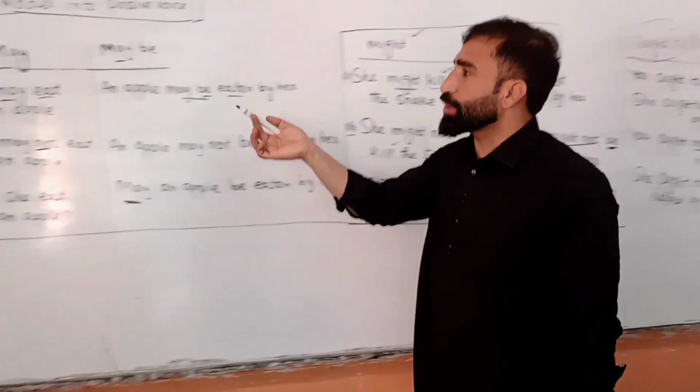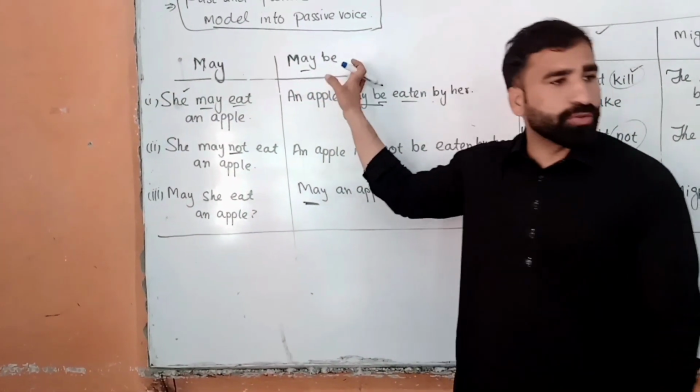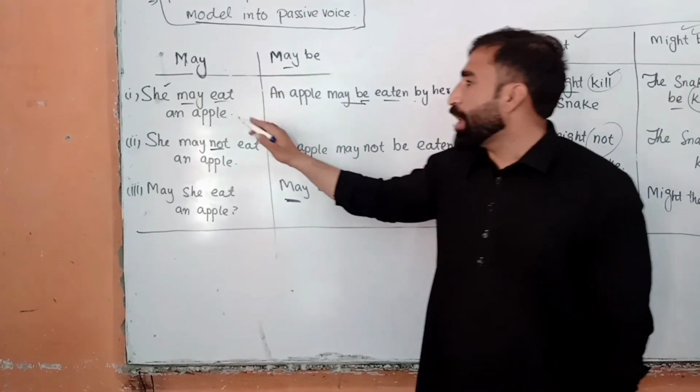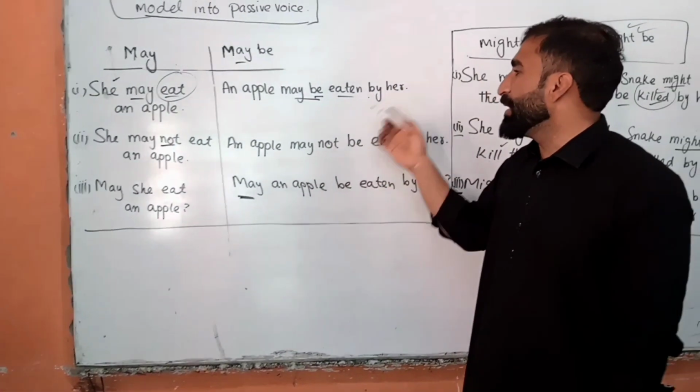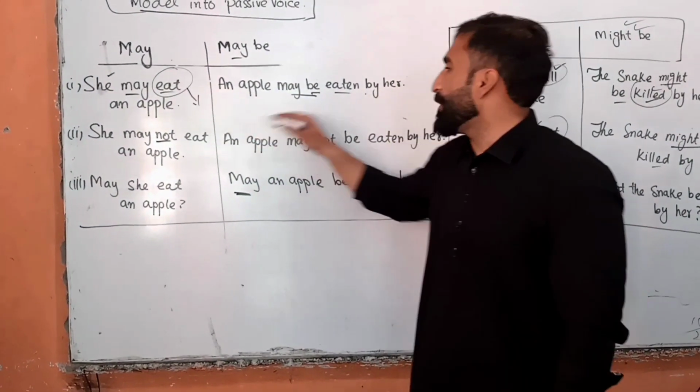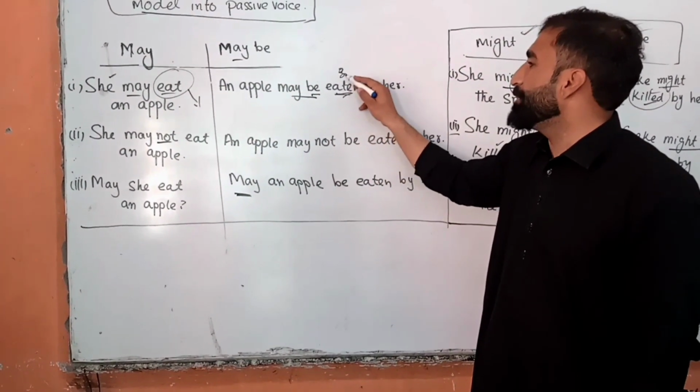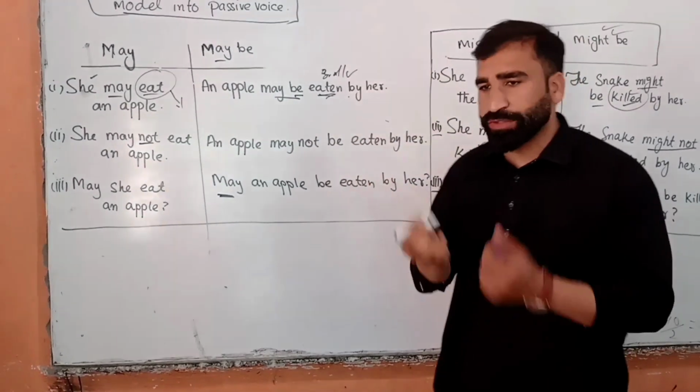Same like that, if we are talking about "may", then "may" will be changed into "may be", and you already know that "eat" is a verb, so here we change it into the third form of the verb. "Eaten" is the third form of the verb. You already know about it.